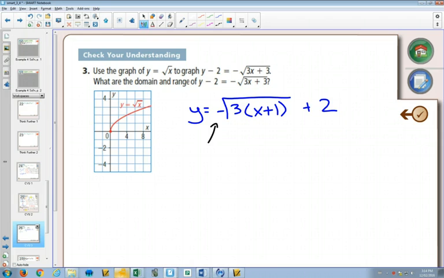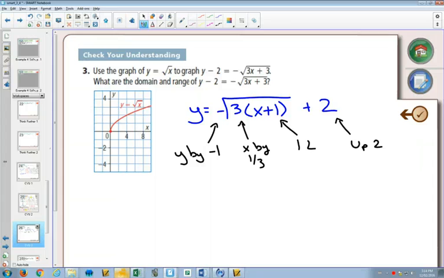What's this negative going to do? It's going to multiply y by a negative 1. And by doing that, you're going to reflect it over the x-axis. The 3 is going to multiply x by a third. 1 to the left, and up 2.